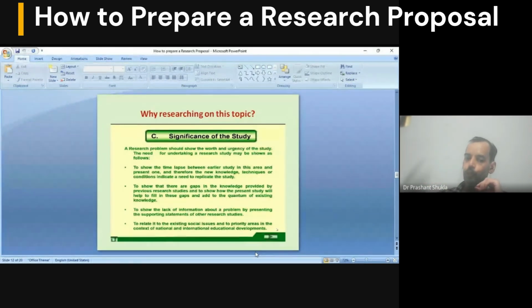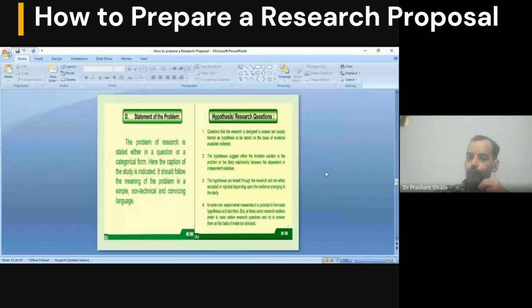Number 2, to show that there are considerable gaps in the knowledge provided in the previous research. Number 3, to show the lack of information about a problem presenting in the supporting statements of other similar research studies. And number 4, to relate it to the existing social issues and to the priority areas in the context of national and international educational developments. So there can be application of philosophy, there can be the relevance of philosophy.